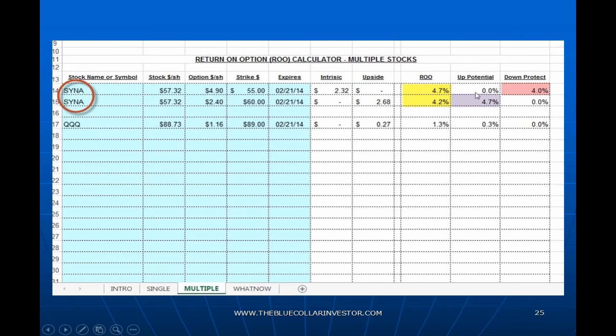Too bad. We are limited by the strike price. It can go to 100. We're still only going to be able to sell at 55. No opportunity for upside potential. However, we have downside protection in the form of intrinsic value.